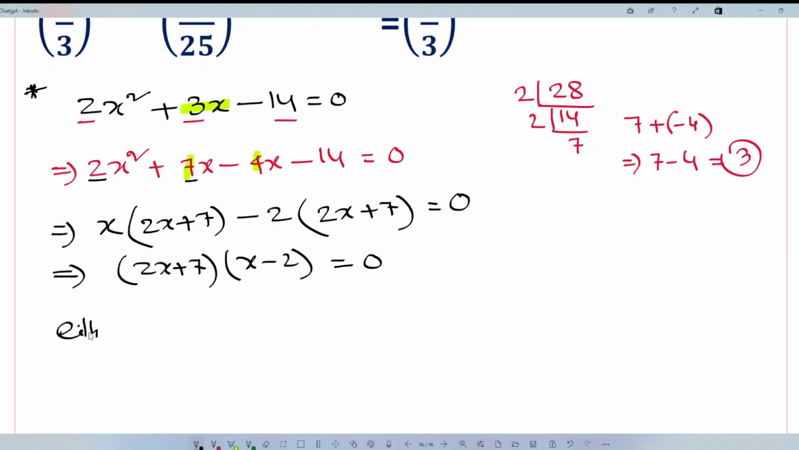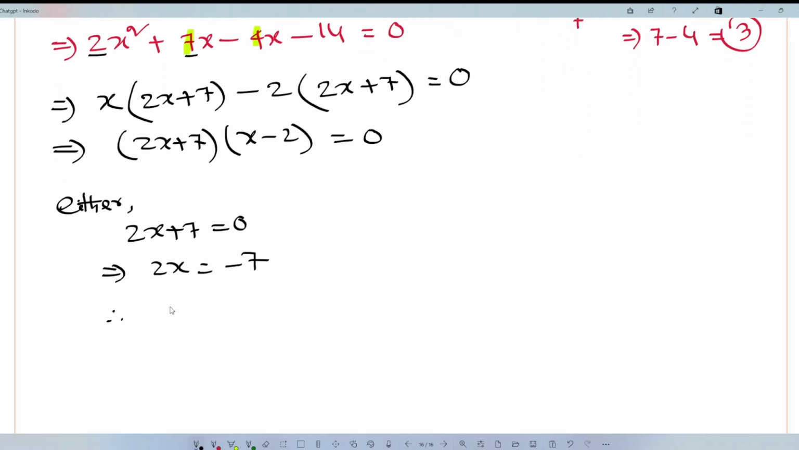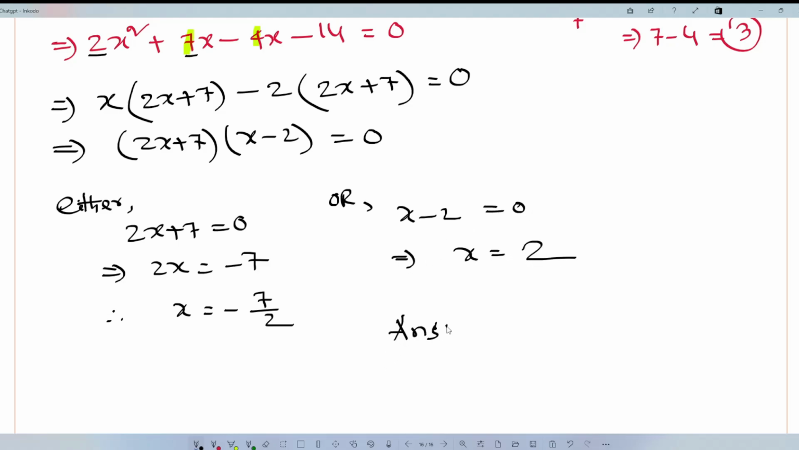Either 2x+7 equals 0, it means 2x equals −7, and therefore once we divide both sides by 2, x equals −7/2, or x−2 equals 0, then x equals 2. Our answer is: −7/2 or 2.